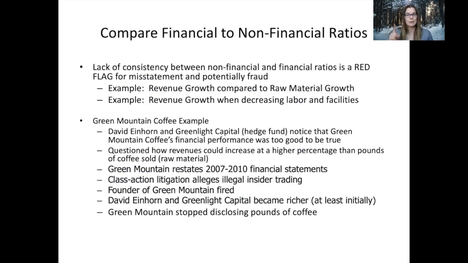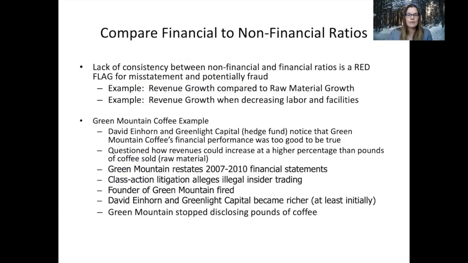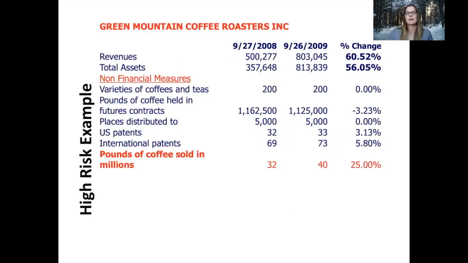So we have a quick example here, a kind of fun example, of when financial ratios and non-financial ratios did not match up. In the ITT Tech example, the financial and the non-financial metrics did match up. Everything looks hunky-dory, but you could have an example such as this one with Green Mountain Coffee, where these financial and non-financial metrics simply do not match up. In this case, we saw revenues and total assets growing by 56, 60%. However, their non-financial measure, specifically pounds of coffee sold, only increased by 25%.